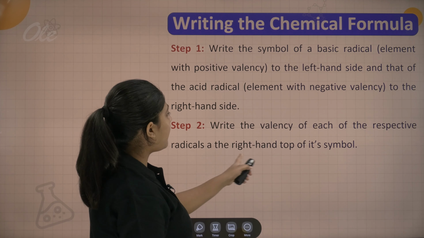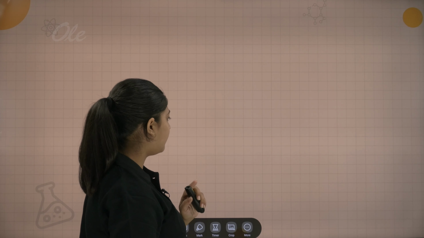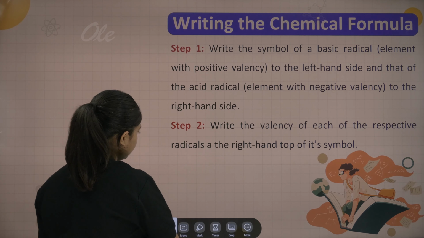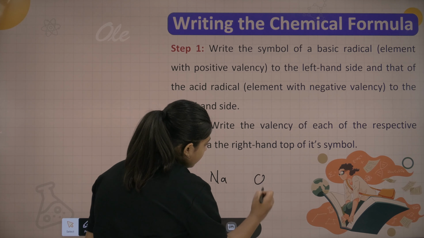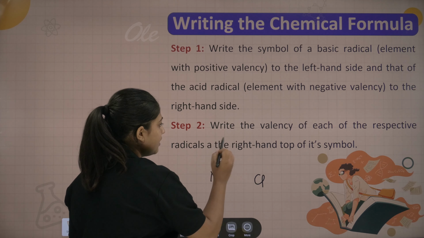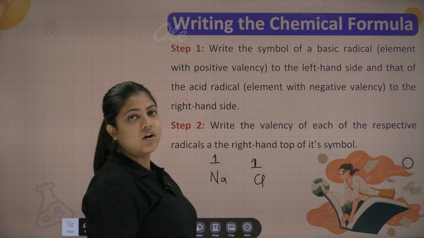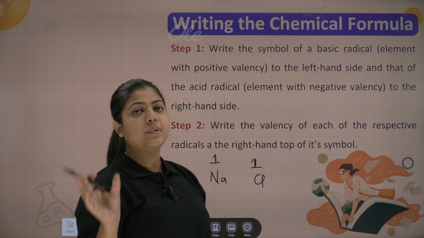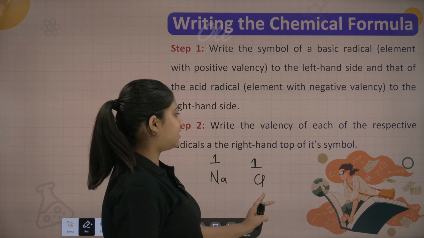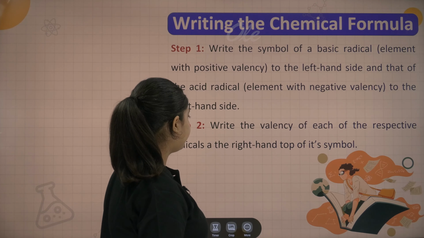Write the valency of each of the respective radicals on the right hand top of its symbol. Let us write it again. NaCl, you can write the valency on top of it or below it, that is your choice. You know that in valency we only write the number, we do not write positive or negative, because if we write positive or negative, that would be a charge, right? So for Na or Cl, you can write it on the top, or if you want, at the bottom.